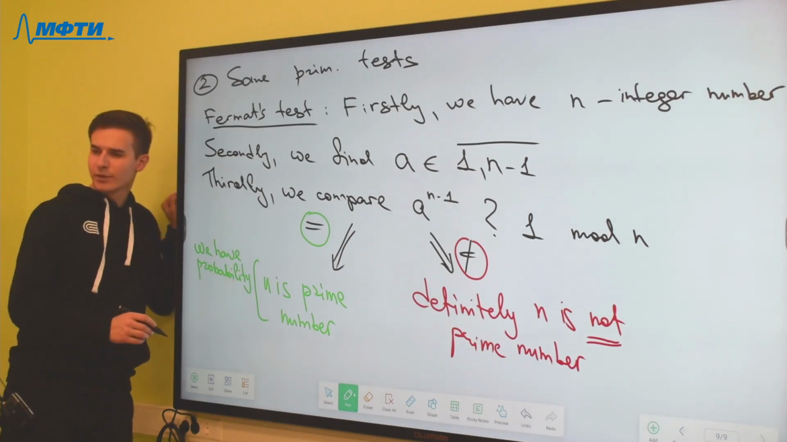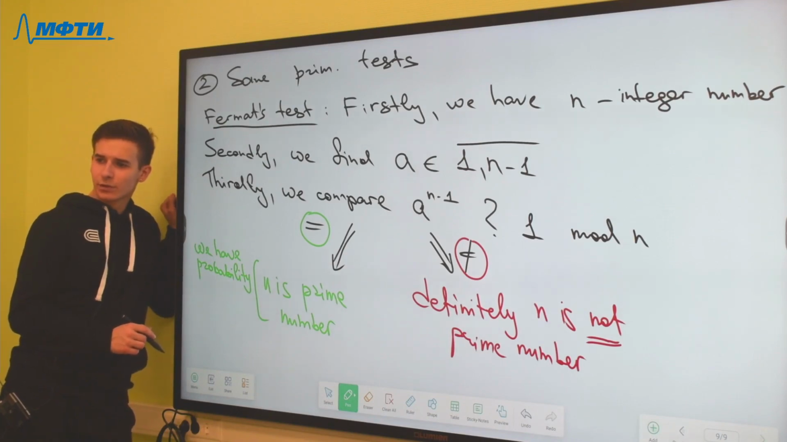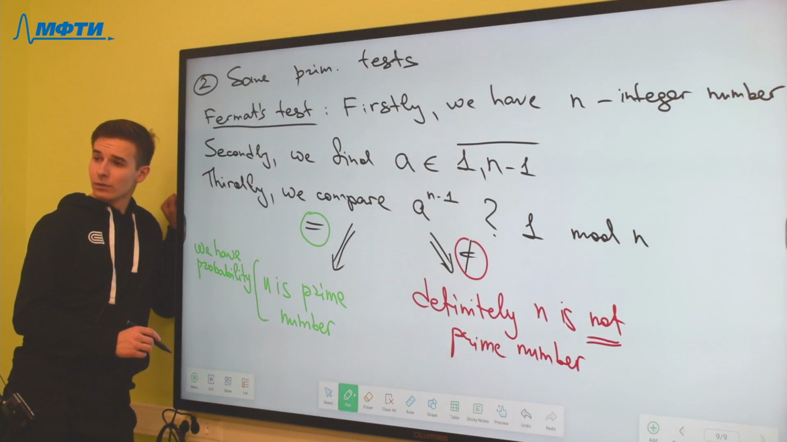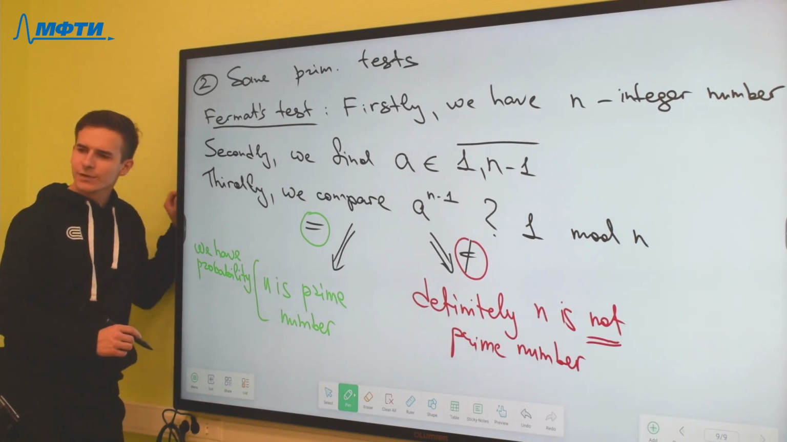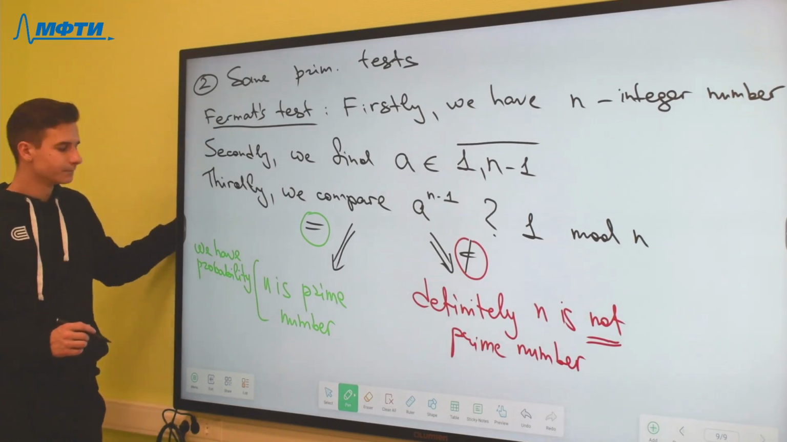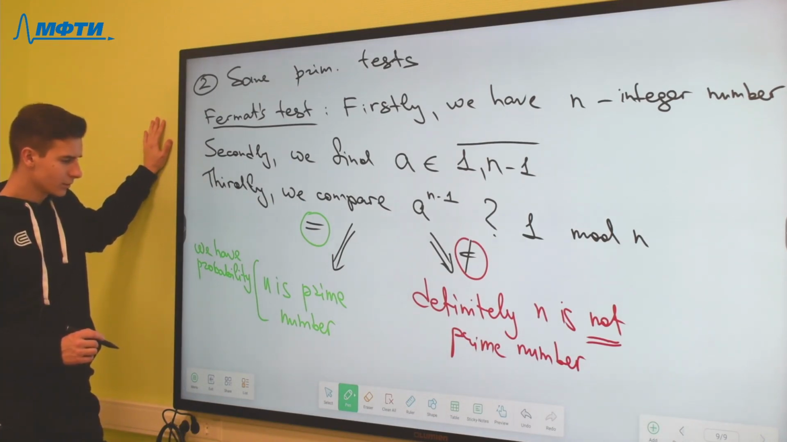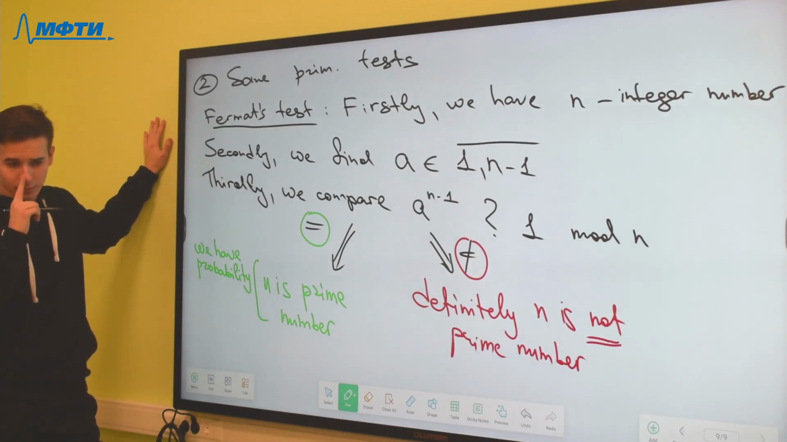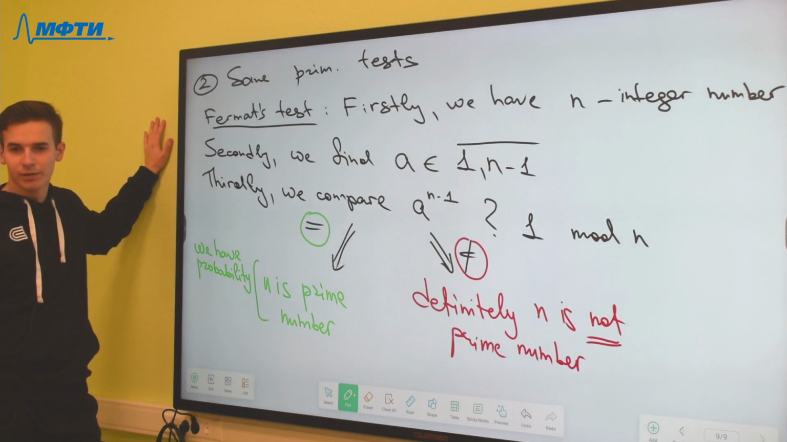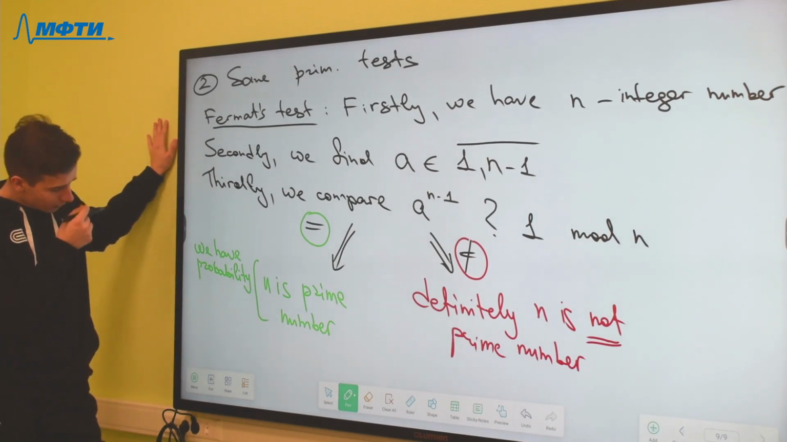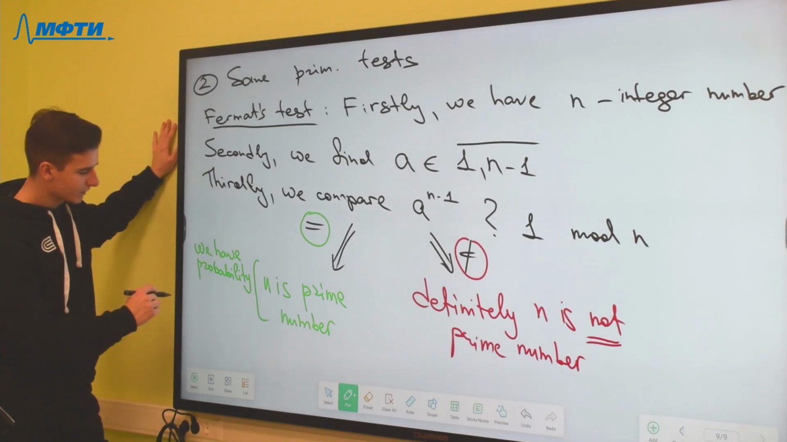Do you have probability theory as a course? No? Just a comment. What? Only combinatorics. And do you have probability theory in the program next semester?